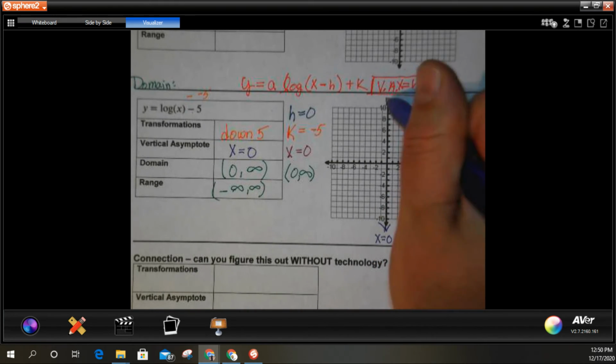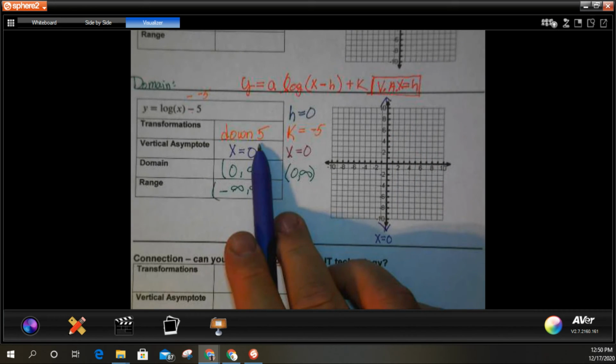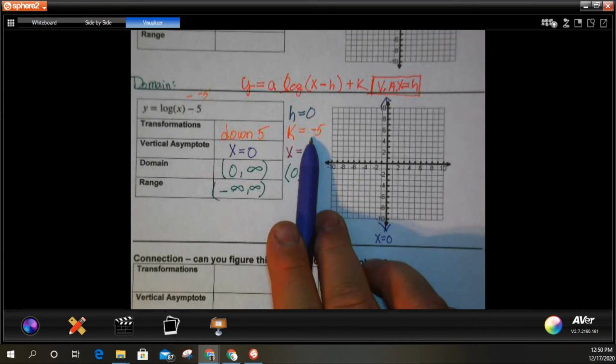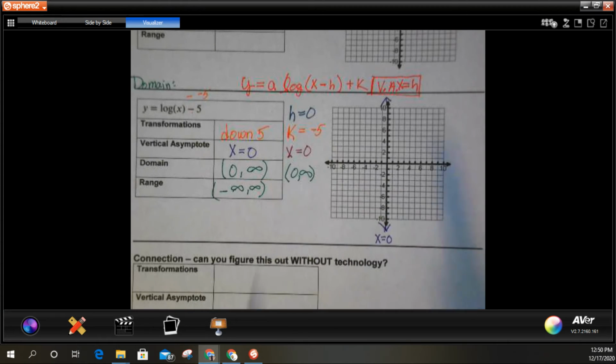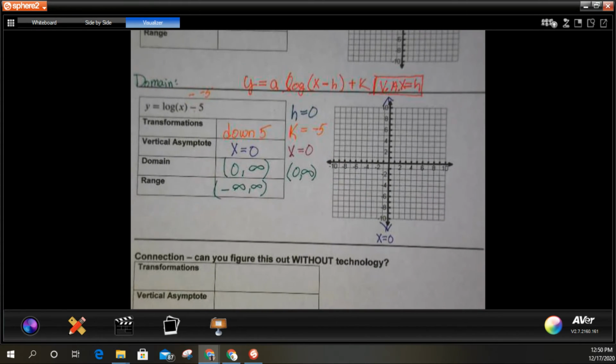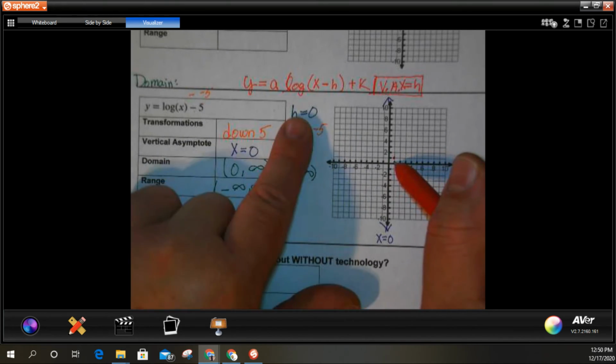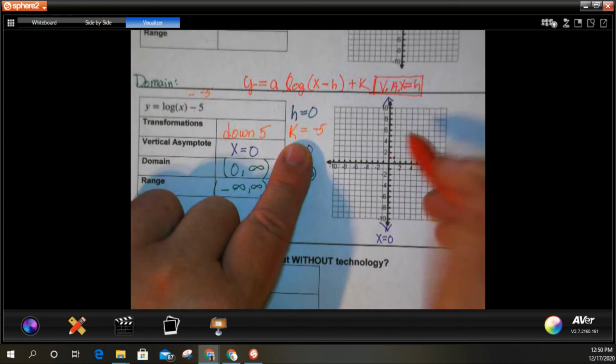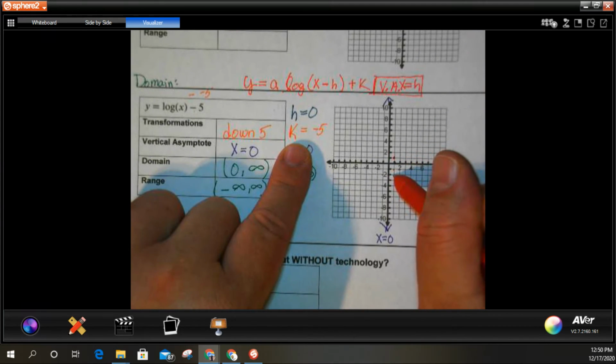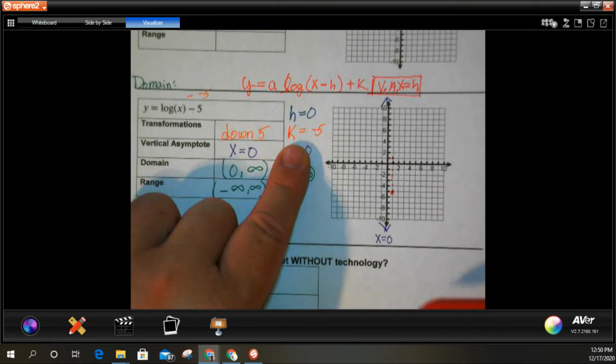Now, if you can remember that our parent function x-intercept is 1, 0, we know that this is going to go down 5. 1, 2, 3, 4, 5. So I got my vertical asymptote and then my point 10, 1. Remember, these are my key points for the parent function.